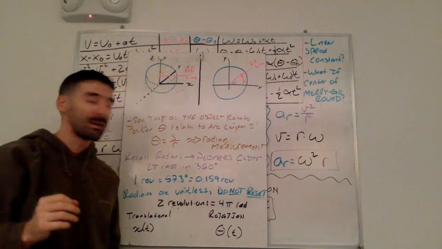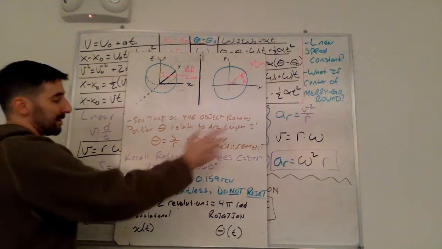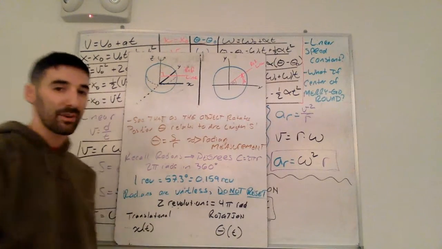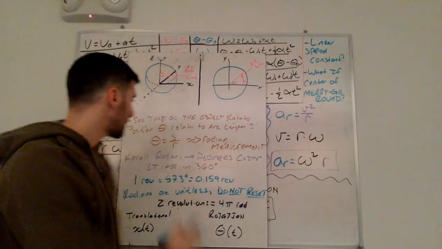Things that we should remember about radians: we know that a circle obviously has 360 degrees, so there are 2 pi radians in every 360 degrees. I noticed something wrong in our notes here.